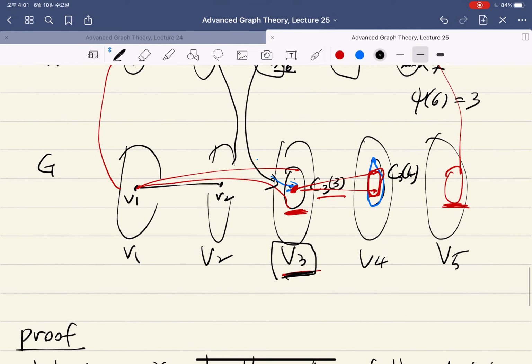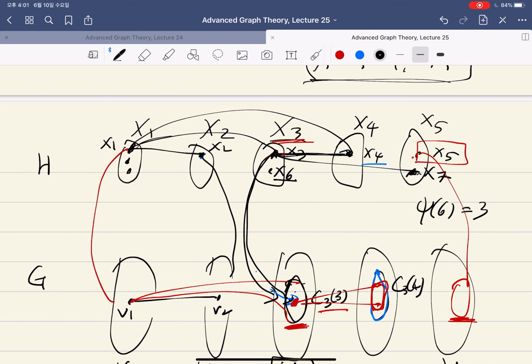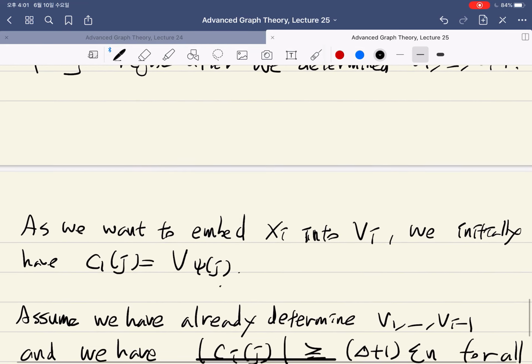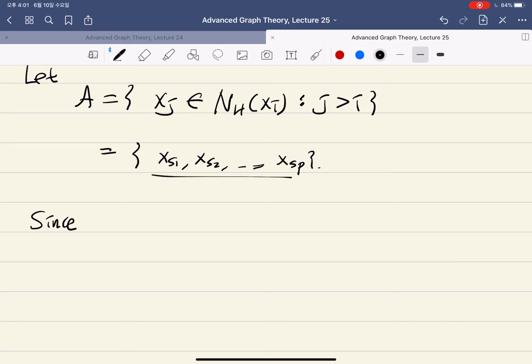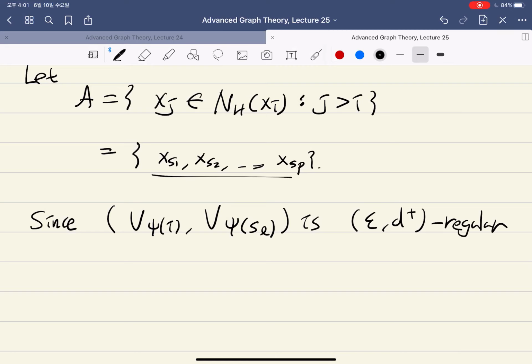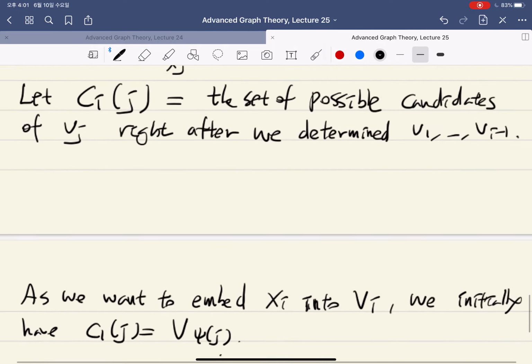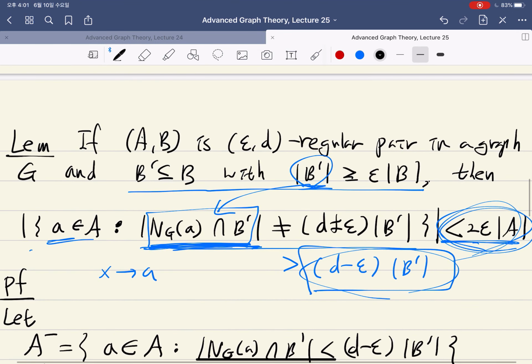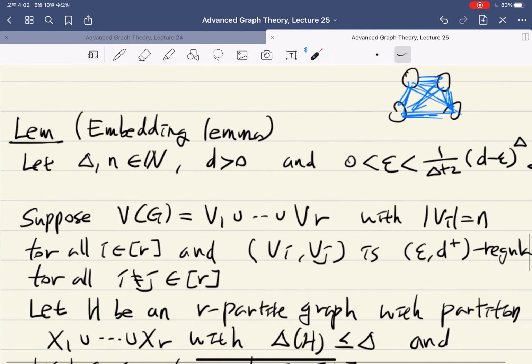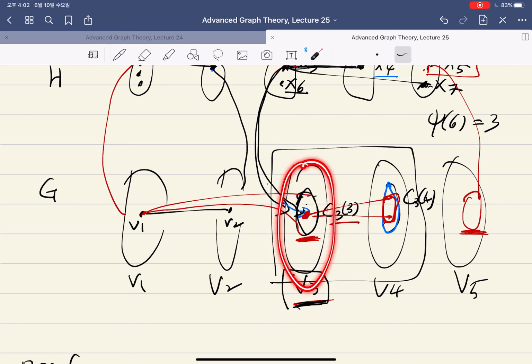But what do we know? Now we want to embed this into one of this set. But we know that this pair is epsilon regular. So for each of these, V psi i and V psi sl is epsilon regular with density d_sl, for all l between 1 and p. So what does the previous lemma say? This previous lemma says most of the vertices here have a correct degree to here. Only a small portion may not have the correct degree, then you take out the small portion, and this remaining part is our good choice.